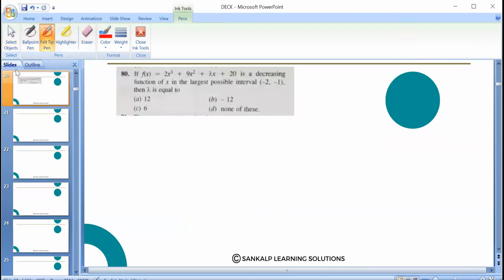f(x) = 2x cubed plus 9x squared plus lambda x plus 20 is a decreasing function in the largest possible interval (-2, -1). Lambda is equal to? The function is 2x cubed plus 9x squared plus lambda x plus 20. It is decreasing. That means f dash x, that is 6x squared plus 18x plus lambda, decreasing means this has to be lesser than 0.